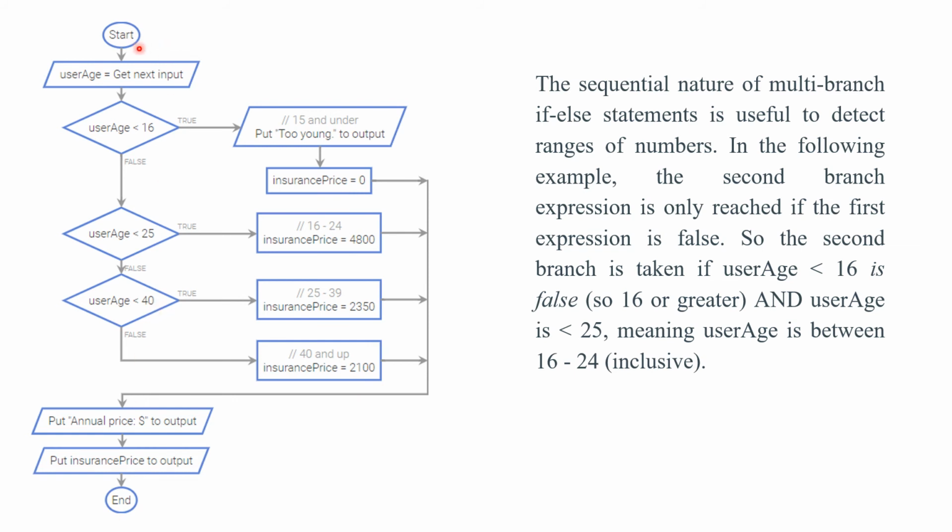So here we are giving a range with the less than operator. The same happens right here. The user is giving an input as user age. Let us say that it's 15. So is the user age less than 16? Yes, it is less than 16. So he's too young. The insurance price will be equal to 0, and it goes out of the loop directly.